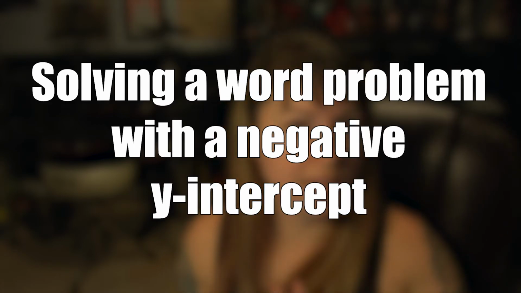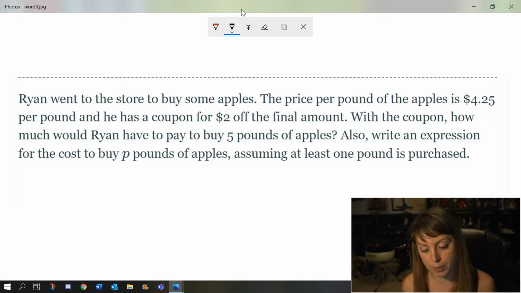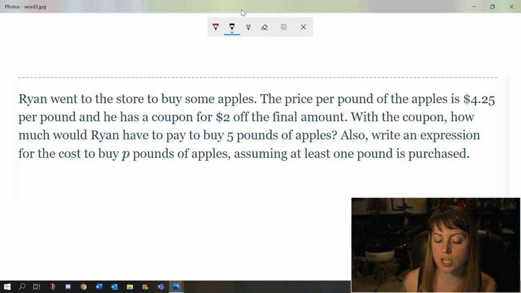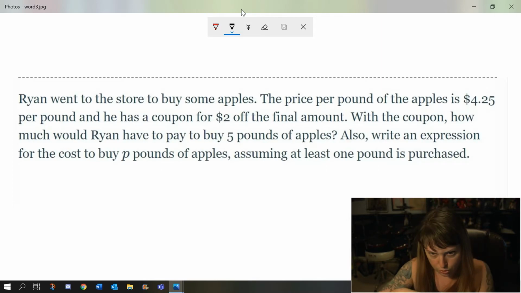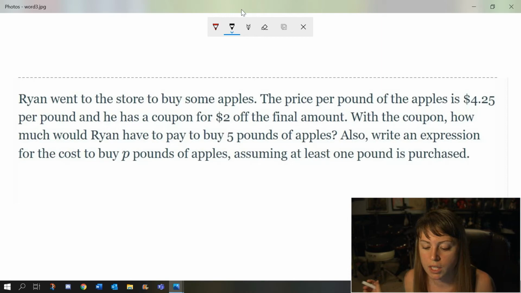All right, so we've got one last problem to look at, and this is when I actually have a negative starting value, which is kind of weird if I'm just saying it, but take a look at what this problem is. Ryan went to the store to buy some apples. The price per pound of the apples is $4.25 per pound. Okay, so 1 pound, $4.25. He has a coupon for $2 off the final amount. So he goes to ring up and $2 off. With the coupon, how much would Ryan have to pay for 5 pounds of apples?